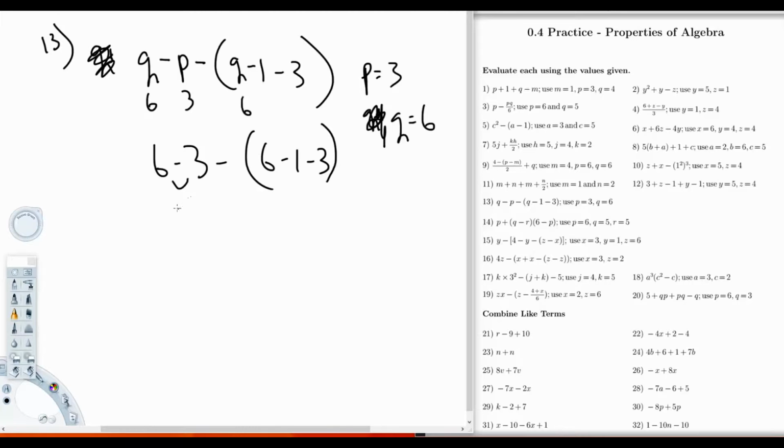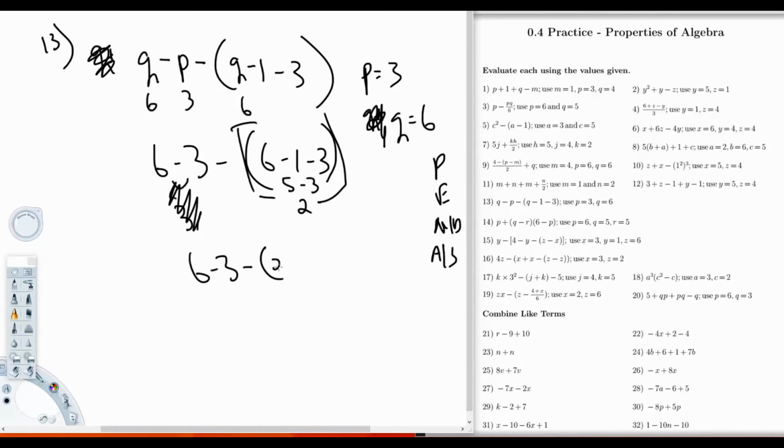So let's do this. 6 minus 3 equals, oh, do the parentheses first, right? Parentheses, exponents, multiplication, division, addition, subtraction. We have a parentheses here. So 6 minus 1 is 5, minus 3 is 2. Do we agree? 6 minus 3 minus 2. Right? Because this plus 2 turns into a minus 2. 6 minus 3 equals 3, minus 2 equals 1. Is that really the answer? Yes, it is.